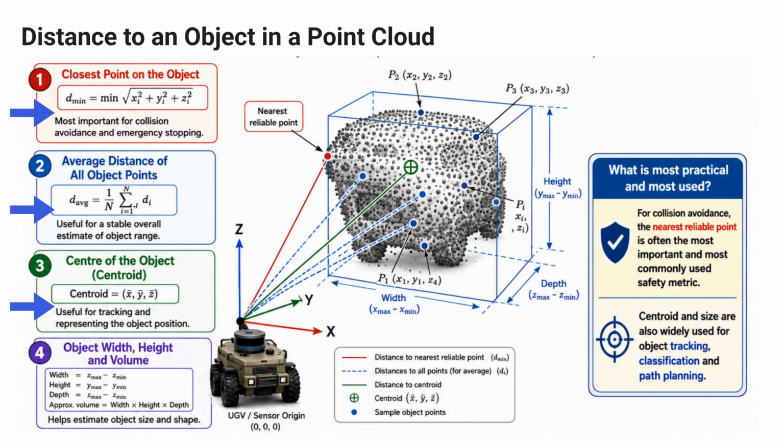Third, it can find the center or centroid of the object. This is useful for tracking and representing the object's position. Finally, the system can estimate the object's width, height, and depth, which helps understand the object's size and shape. In practice, the most commonly used safety metric is the nearest reliable point, while centroid and object size are widely used for tracking, classification, and path planning.